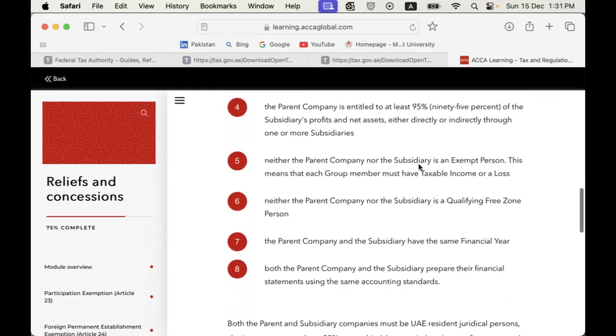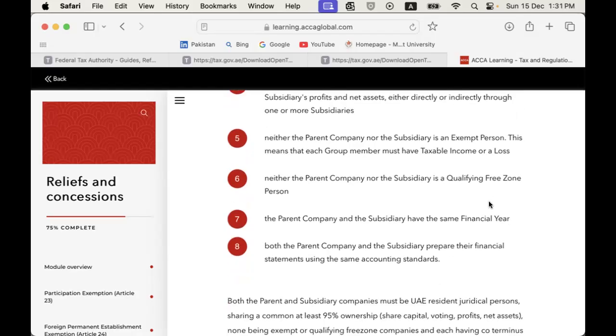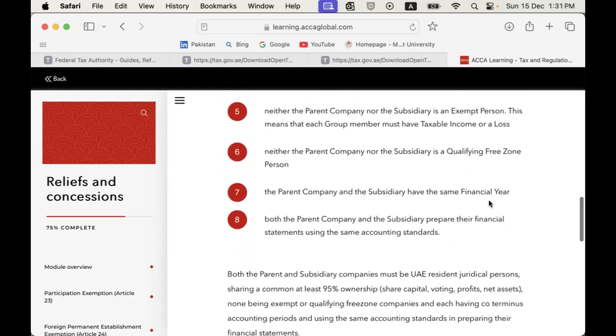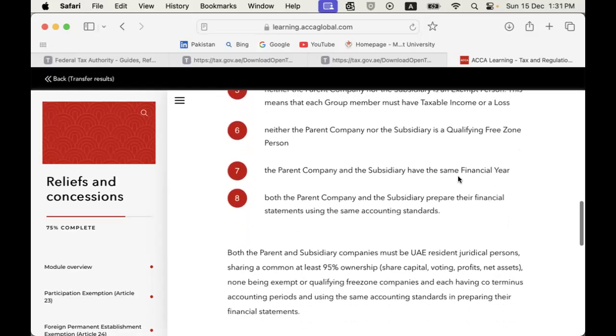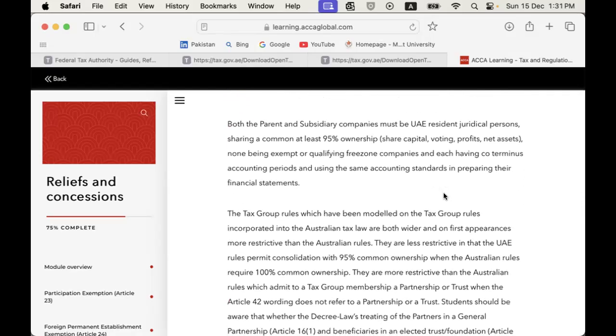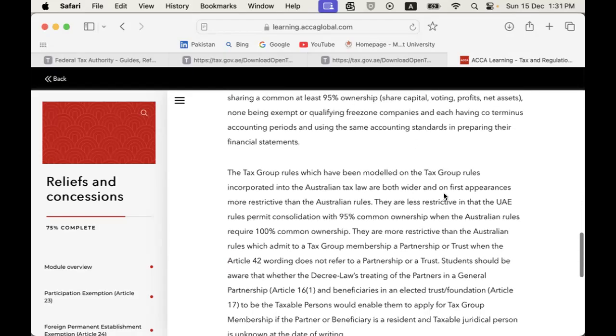None of the members of a tax group can be an exempt person or qualifying free zone person. Why? Because tax group itself is basically offsetting the tax losses. So, if we bring in exempt persons, which are already not subject to corporate tax, that will be a very bad thing from the government's treasury perspective. We will be offsetting taxable profits against exempt losses. That will be bad. Parent company and subsidiary must have the same financial year and same accounting standards. So if these conditions are met, then we can form a tax group basically.